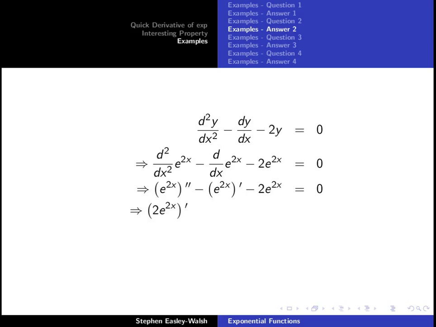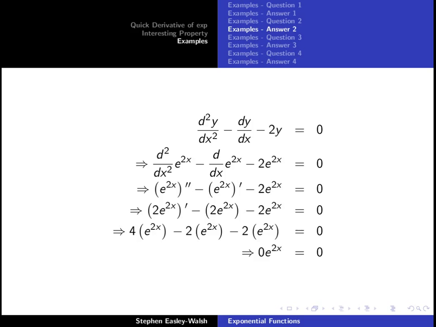Differentiating once I get 2e to the 2x, but one derivative remains to be calculated. And then doing the derivative once, 2e to the 2x, and then the function at the end stays the same. Now we do the derivative again, and I get 4e to the 2x since another 2 comes down, and then the rest of the equation stays the same, minus 2e to the 2x minus 2e to the 2x. So in total we get 0 e to the 2x, since we have 4e to the 2x minus 2e to the 2x minus 2e to the 2x. So we have shown that the equation holds.